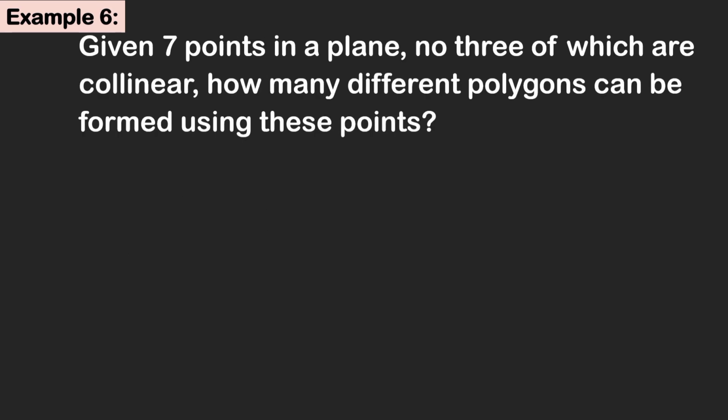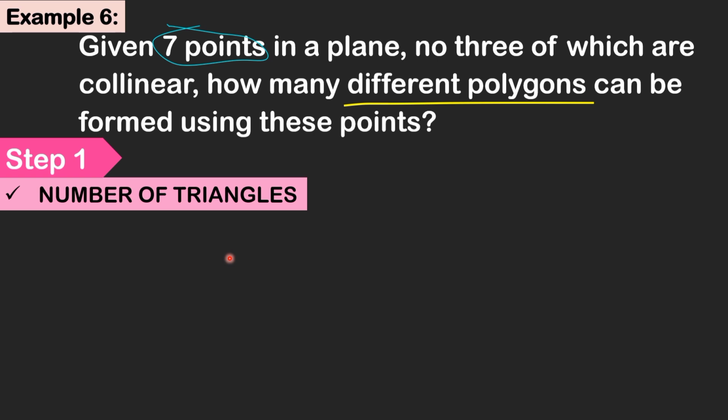Example 6. Given 7 points in a plane, 3 of which are collinear. How many different polygons can be formed using these points? Polygons are formed by connecting at least 3 points. The problem states that no 3 points are collinear, meaning a subset of 3 or more points can form a valid polygon. Step 1. Find the number of triangles.